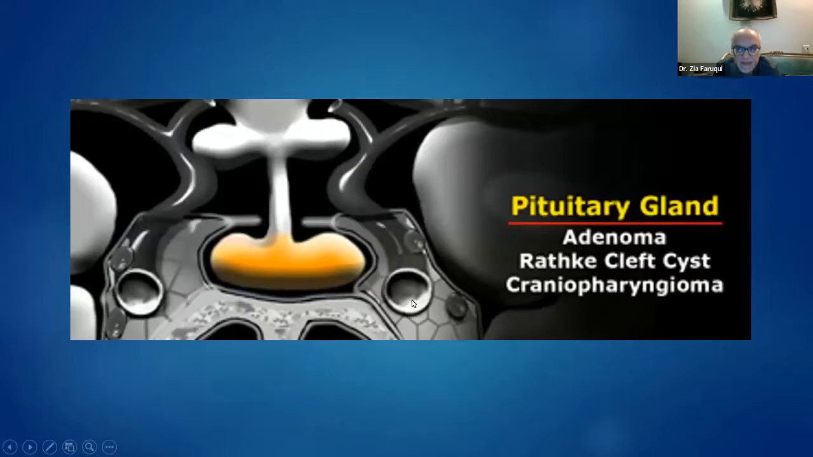So the pituitary gland itself, common pathologies, most of these are adenomas. The Rathke cells are basically from the oral epithelium, and these are seen in the pituitary and in the infundibular stalk. So any pathology which affects the pituitary can also affect the stalk. So the commonest is the adenoma, Rathke cleft cysts, and craniopharyngiomas.